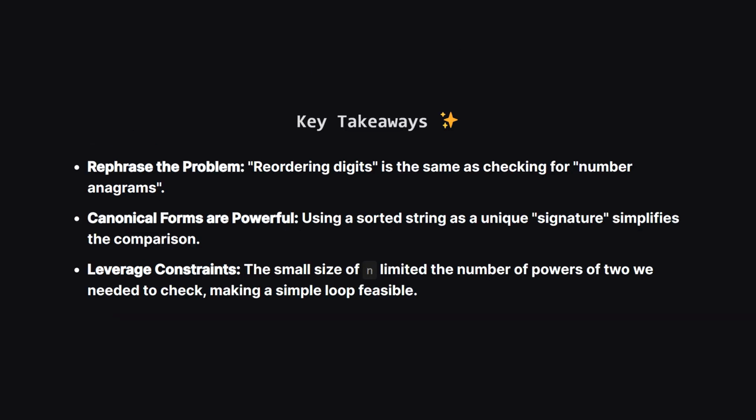So let's quickly recap the main ideas. The biggest takeaway is how we rephrase the problem. We changed it from a difficult reordering problem into a simple anagram checking problem. We did this by using a canonical form, in our case, the sorted string of digits, which gave us a unique signature to compare. And finally, we used the problem's constraints to our advantage. Realizing we only had to check about 30 numbers made the whole approach practical and very fast.